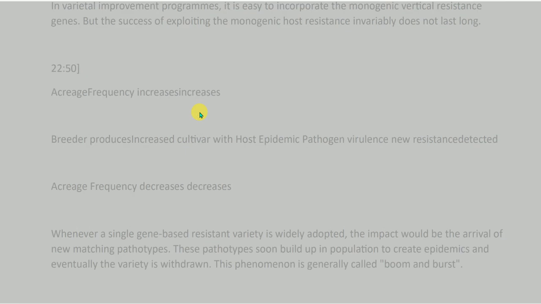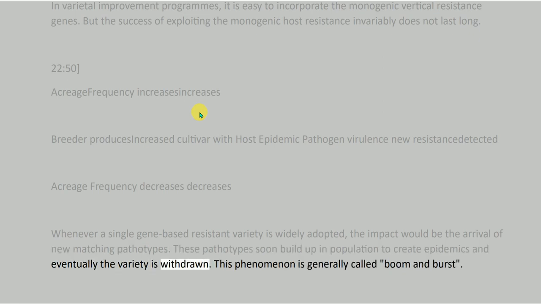In varietal improvement programs, it is easy to incorporate the monogenic vertical resistance genes. But the success of exploiting the monogenic host resistance invariably does not last long. Acreage frequency increases. Breeder produces improved cultivar with host resistance; epidemic pathogen virulence, new resistance detected. Acreage frequency decreases. Whenever a single gene-based resistant variety is widely adopted, the impact would be the arrival of new matching pathotypes. These pathotypes soon build up in population to create epidemics and eventually the variety is withdrawn. This phenomenon is generally called boom and burst.